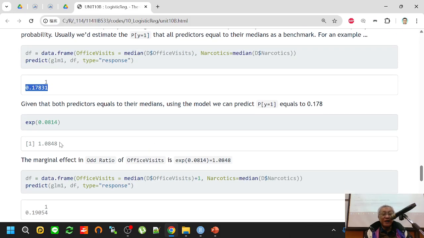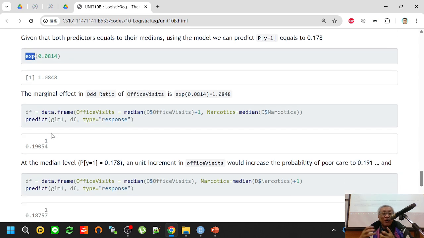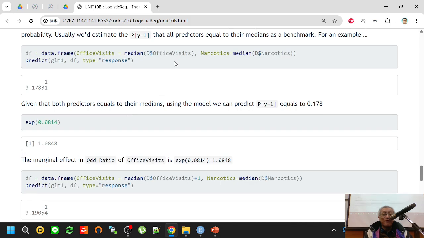So we know the odds ratio, because if we only want to know the odds ratio, then we use the coefficient and transform it by exponential transformation. But now we are not satisfied by this odds ratio. We want to know the increment of probability. So the way that you do the marginal effect is that here you compare these two pieces of code.